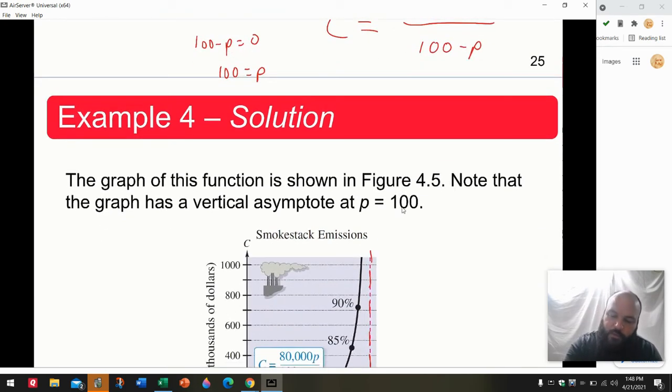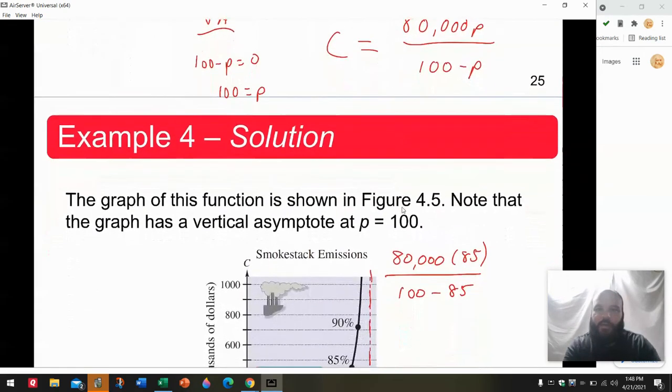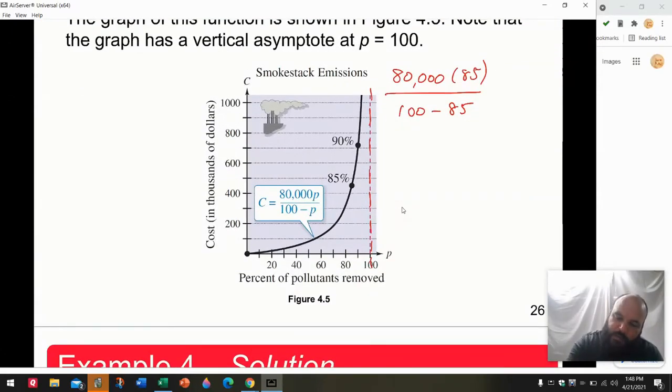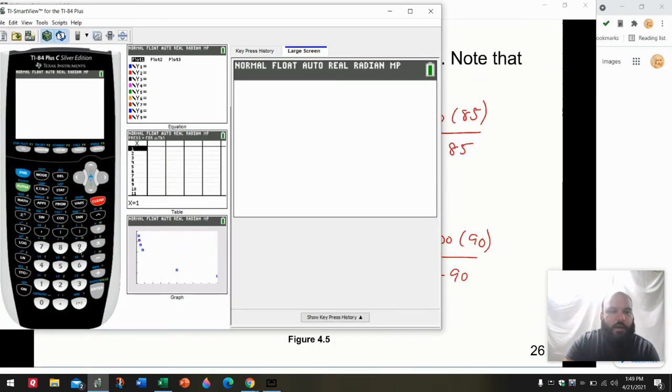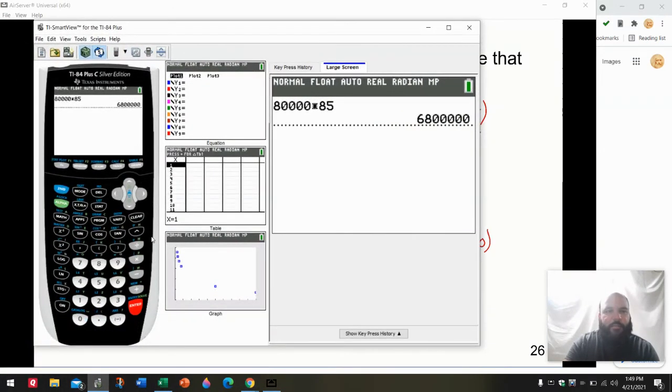So we have, the first part is 80,000 times 85 over 100 minus 85. So that's going to give us our cost for our first one. The cost for the second one is going to be 80,000 times 90 over 100 minus 90. Now, if I take my calculator and type that in, we're going to take 80,000 and multiply by 85. And then we need to divide that by 100 minus 85. That would be 15. So I'm just going to hit divided by 15.